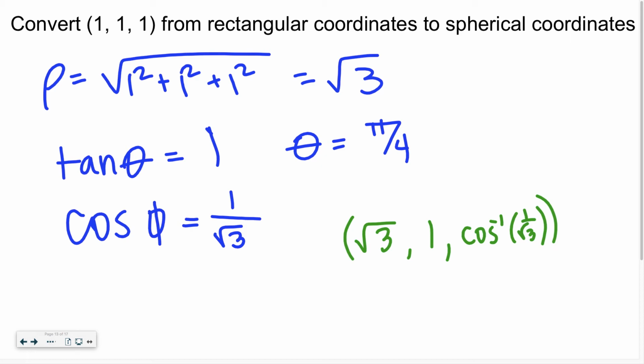Wait, why did you put in 1 instead of pi over 4? Why did I put 1? We have pi over 4 written right there. Why didn't you stop me before? Sorry. I was looking at this right here and I just wrote 1.